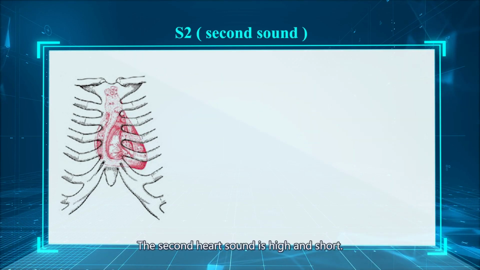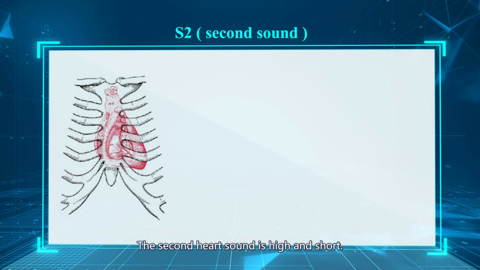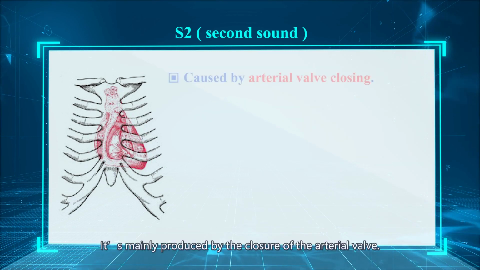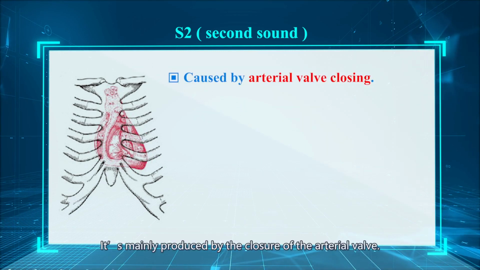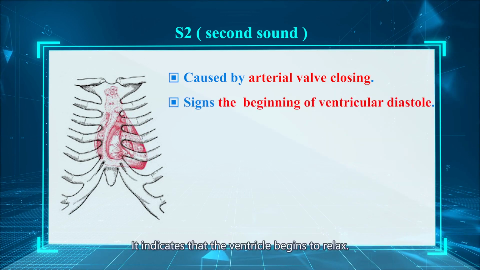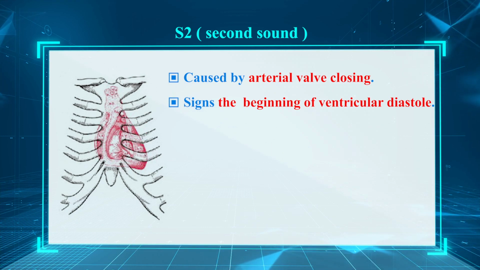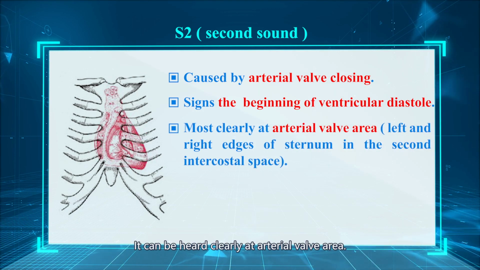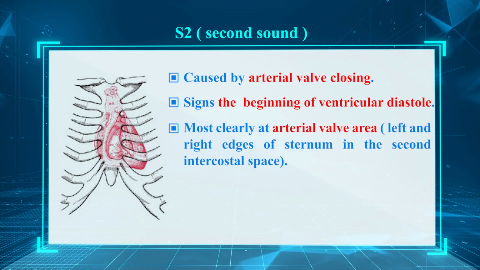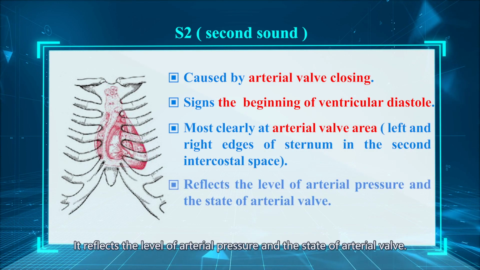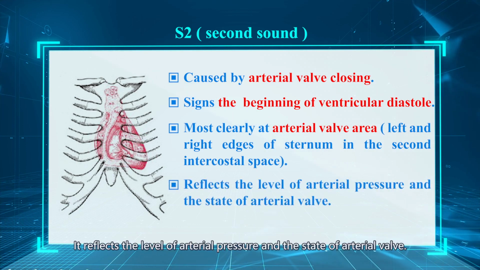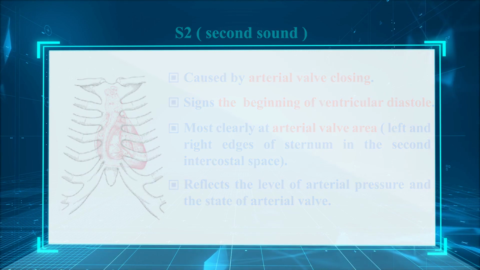The second heart sound is high and short. It's mainly produced by the closure of arterial valve. It indicates that the ventricle began to relax. It can be heard clearly at arterial valve area. It reflects the level of arterial pressure and the state of arterial valve.